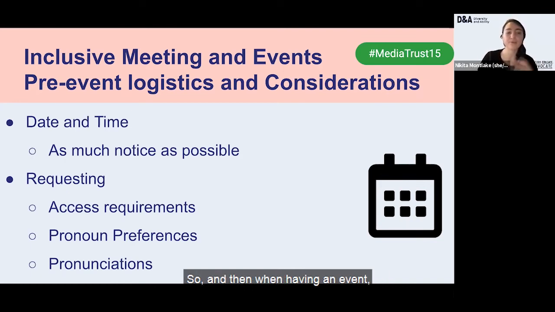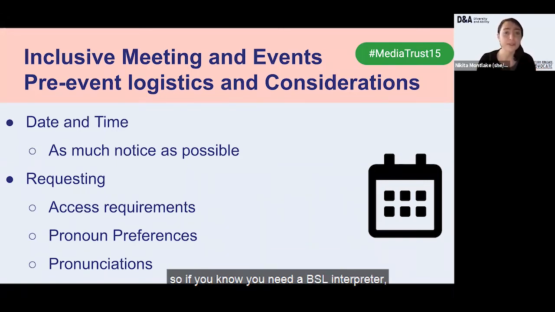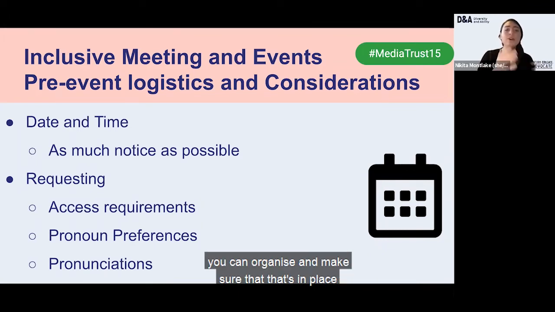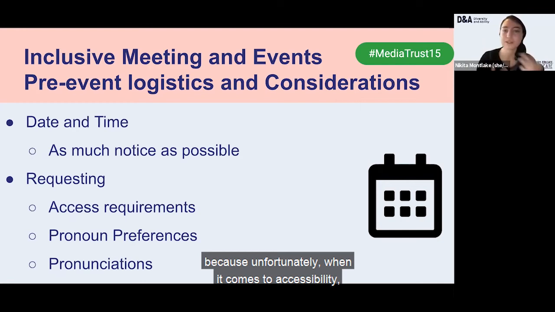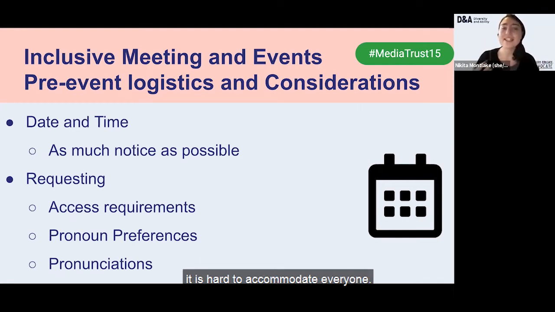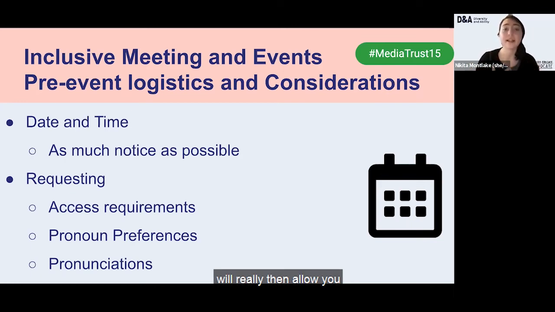And then when having an event, it's really key to request access requirements as early as possible. This can really help for budgeting considerations as well. So if you need a BSL, British Sign Language interpreter, you can organize and make sure that that's in place ahead of time, rather than saying we need to have that at every event, because unfortunately when it comes to accessibility, it is hard to accommodate everyone.